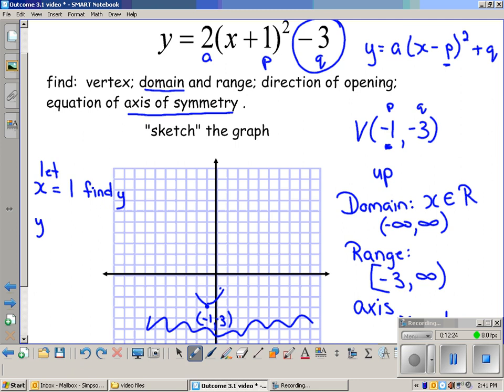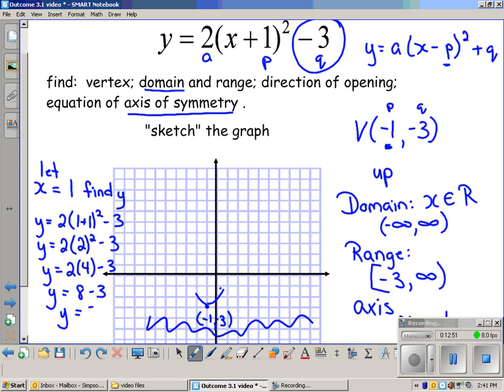So I end up with y equals 2 times 1 plus 1 squared, take away 3. Continuing to simplify, I get y equals 2 times 2 squared, take away 3. Y equals 2 times 4, take away 3. Y equals 8, take away 3, or y equals +5. That means that when x is equal to +1, our y value will be +5. So it will cross way up here. So in fact, it's much narrower than what I originally drew.